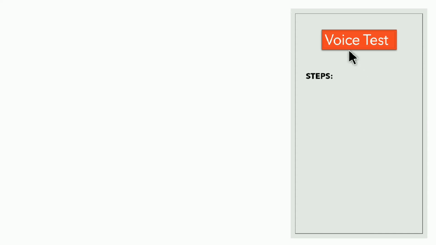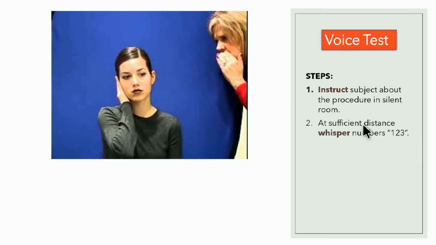Okay, now we'll do the voice test. What are the steps? First thing, you have to instruct the subject on the whole procedure. Now this test is particularly carried out in a silent room. So silence is very important to carry out this test. Second, at sufficient distance, you have to whisper the words 1, 2, 3.